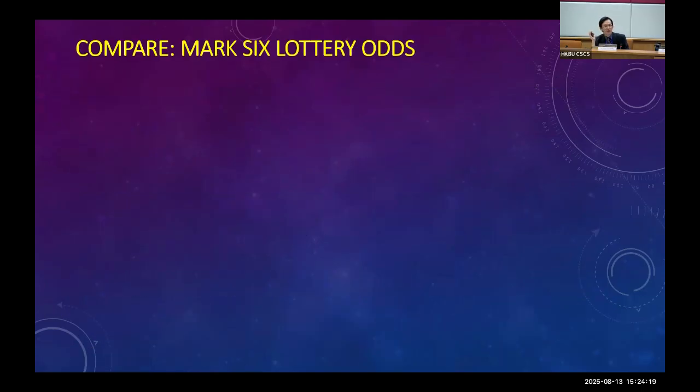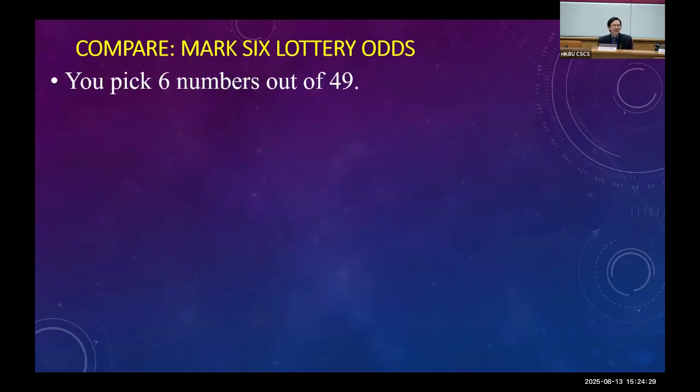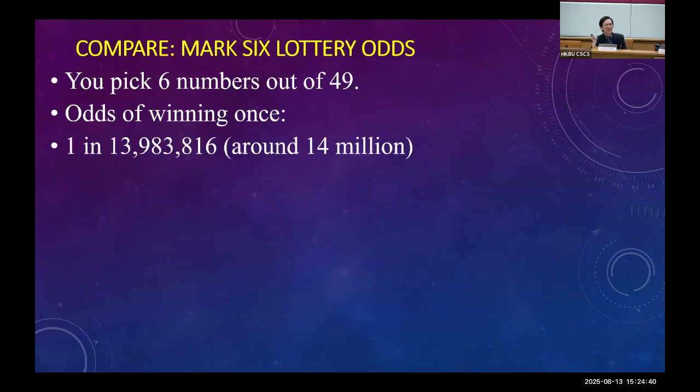Now, to have a sense of how incredible this is, let's compare with the odds of winning a lottery, Mark Six. I don't buy lottery myself, but I think this is quite fun to think about. You pick 6 numbers out of 49 numbers. What's the chance of winning once? Anybody? Well, I'm short of time, so let me go on. It's around 1 in 40 million chance of winning the lottery once.